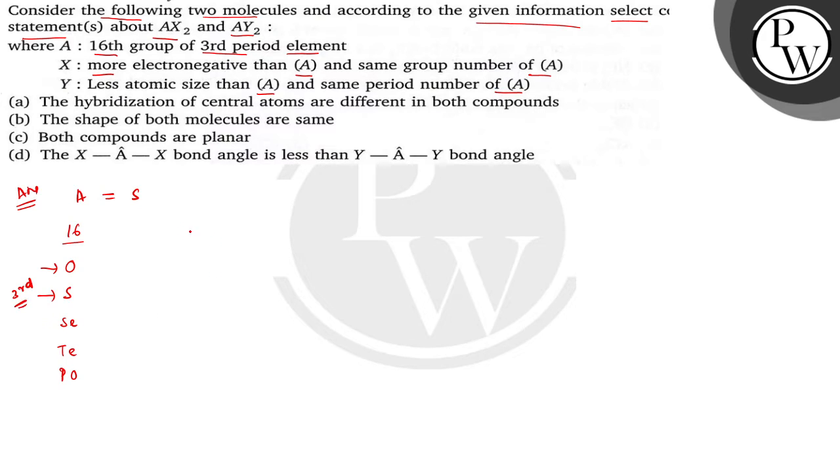ठीक है? Now X is more electronegative than A and in the same group. So sulfur से more electronegative कौन होगा बच्चों? It is oxygen and it belongs to the same group. So here X is O, oxygen.